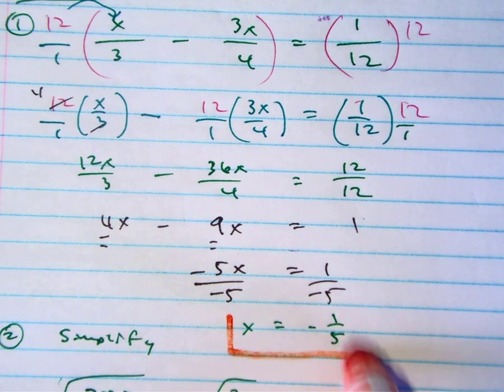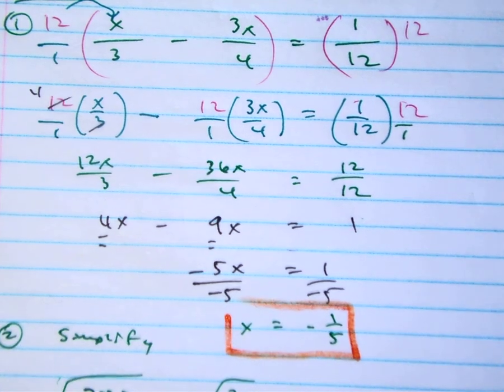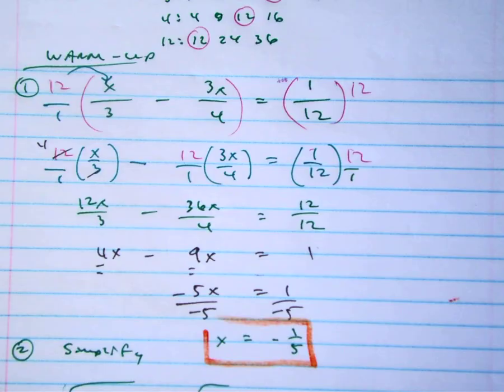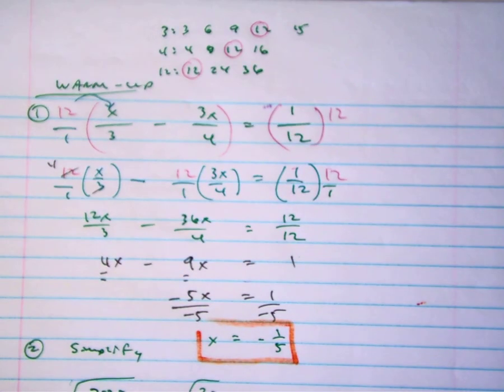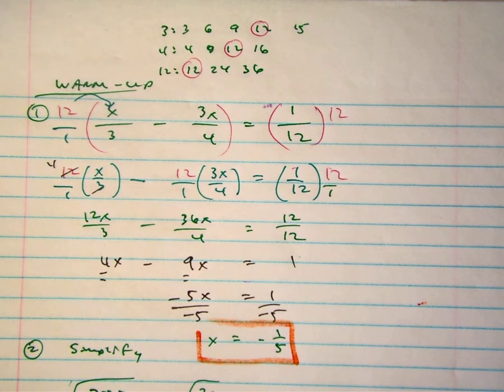Okay, so in this problem there's a couple of things going on. We had to clear the fraction, and we had to clear the fraction by finding the lowest common multiple. Question number 2 talks about simplifying a radical.